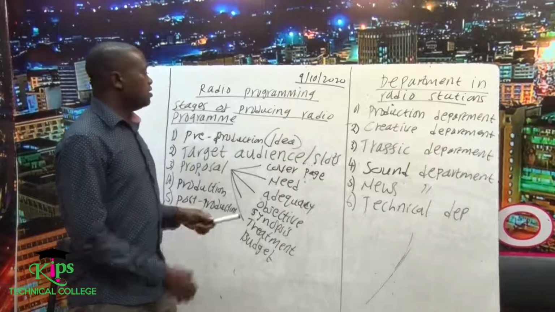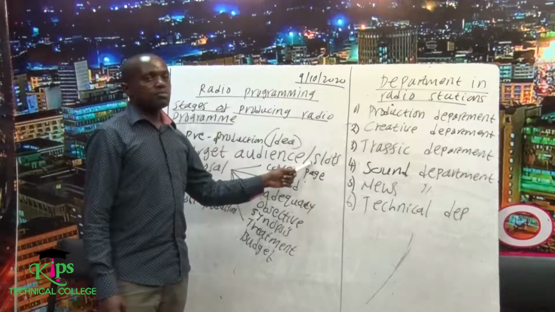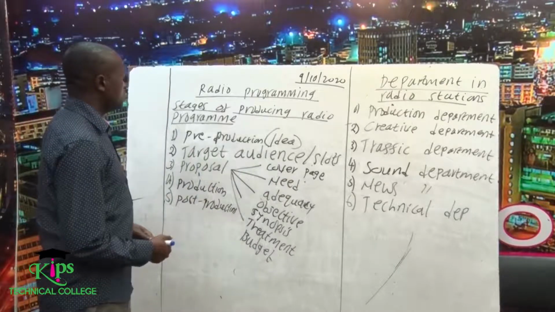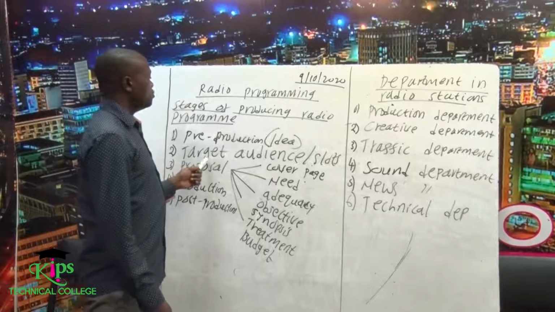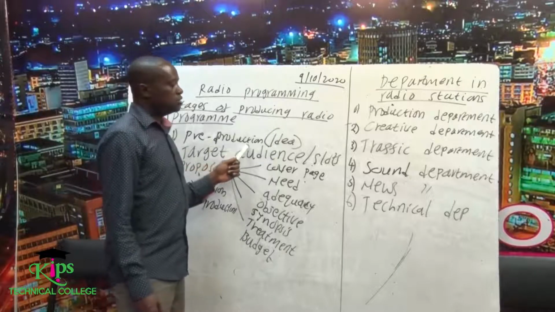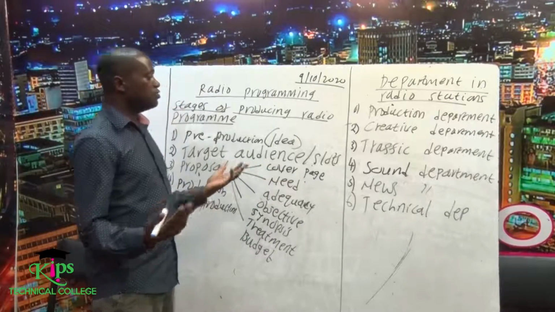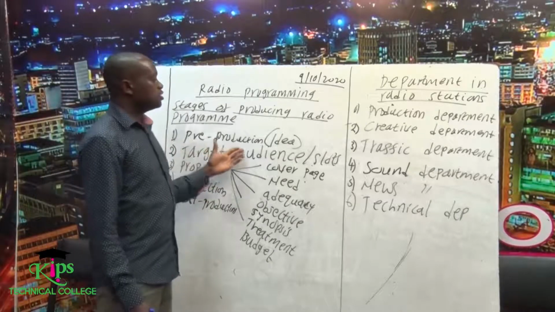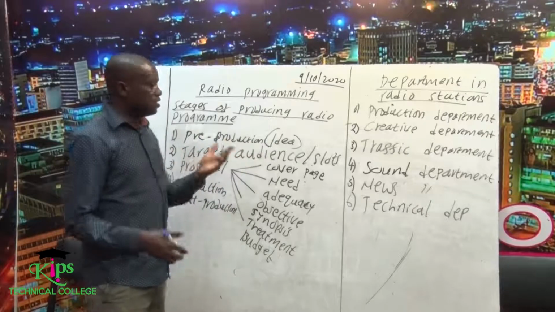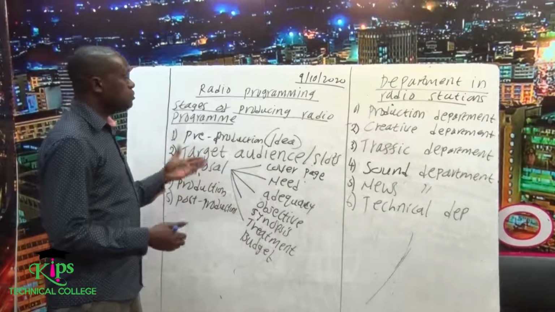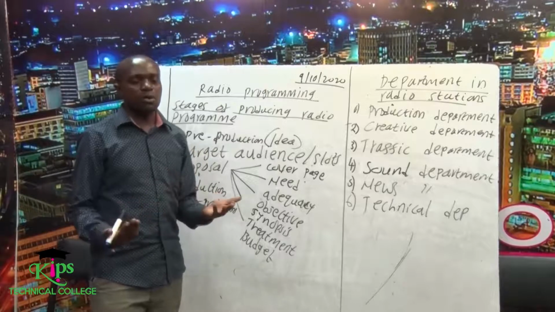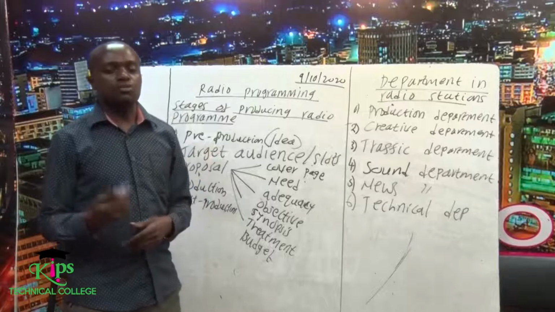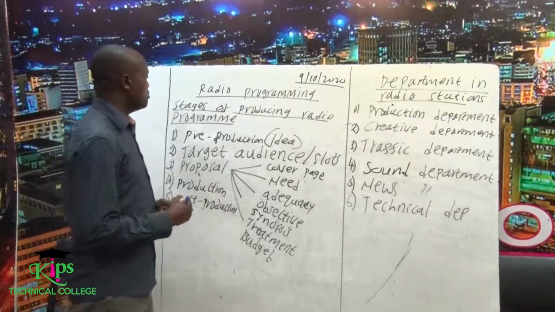You must identify the most appropriate time for you to disseminate the content to your targeted audiences. So you need to identify the target audience at this pre-production stage. You need to identify the slot or the duration of your program. You also need to know if you are going to encounter any challenges in your production at this stage. And even at the pre-production stage, you must know the cost implication of coming up with this program. You need to know if you have all the required equipment to ensure that your program becomes effective.